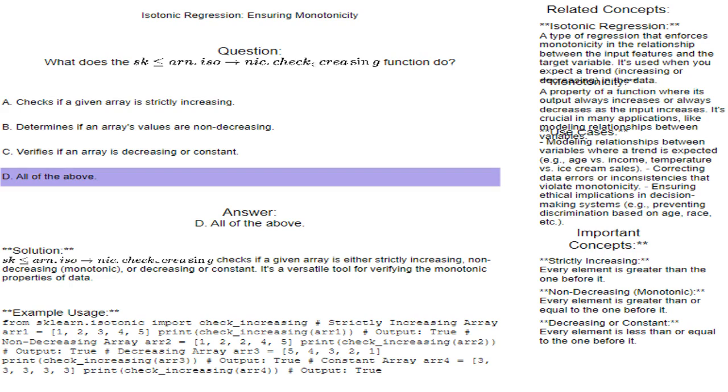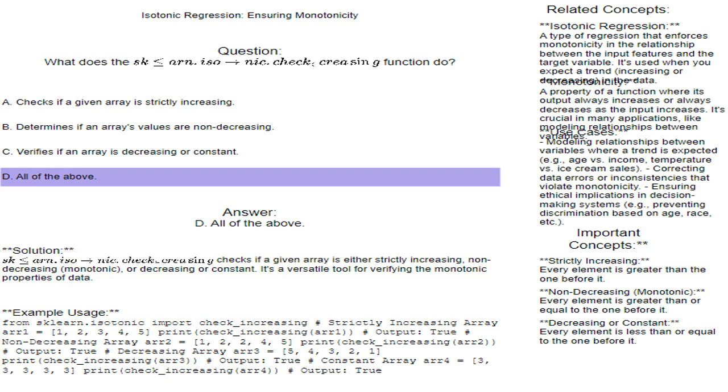This statement is also correct. The check_increasing function can identify if an array is non-decreasing monotonic. A non-decreasing array allows for elements to be equal to or greater than the previous element. So, 1, 2, 2, 4, 5 would be considered non-decreasing and the function would return true.